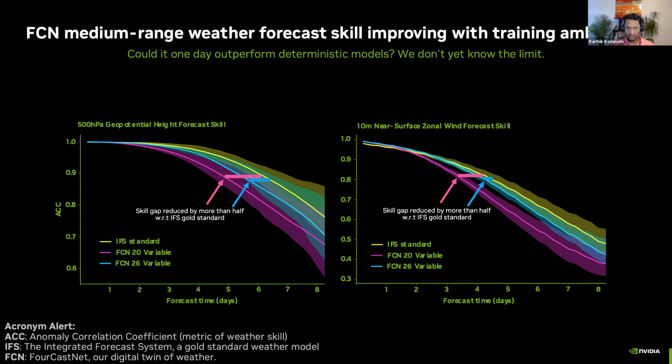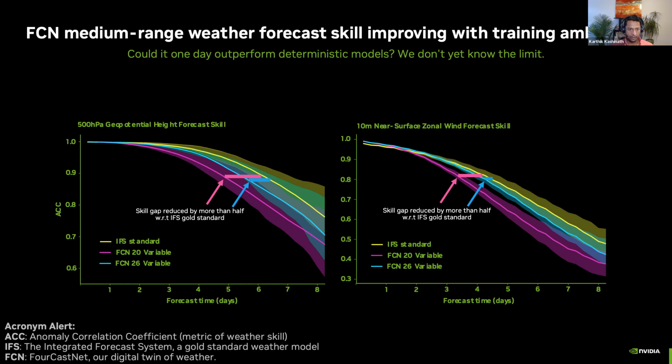So let's look at some of the results, starting off with the forecast skill, and just to clarify the terminology, on the y-axis is the anomaly correlation coefficient, which is a metric of weather skill used in medium range forecasting.